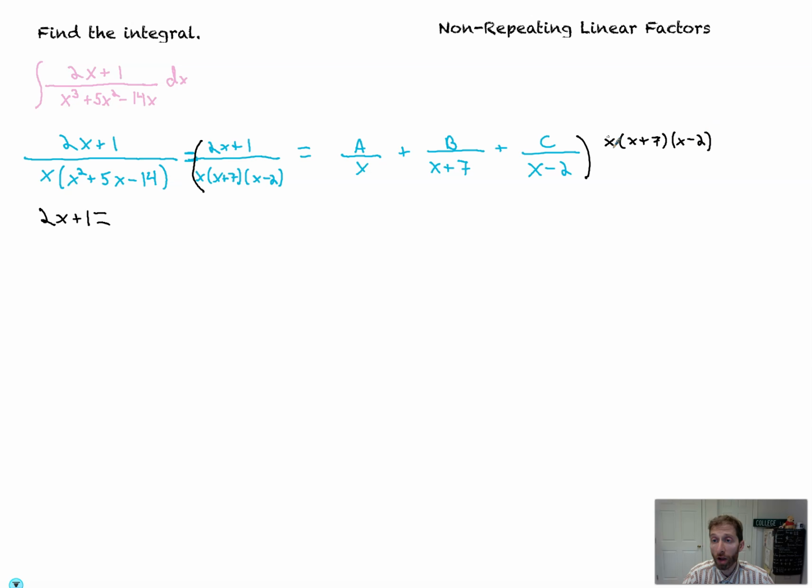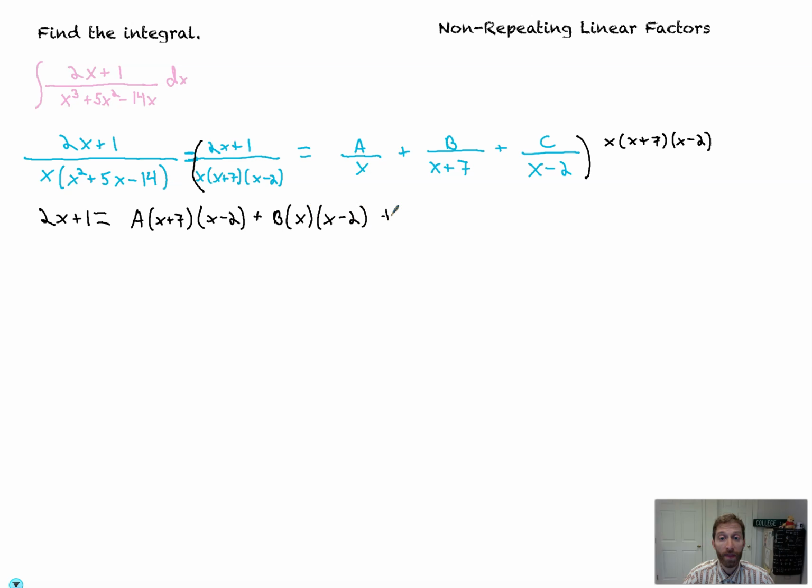When you multiply all of this by a, the x's will cancel out, but you're left with a times x plus 7 times x minus 2. Not bad. When we multiply this by that, the x plus 7's will divide out, but you're left with b times x and x minus 2, the 2 factors that that denominator did not have.